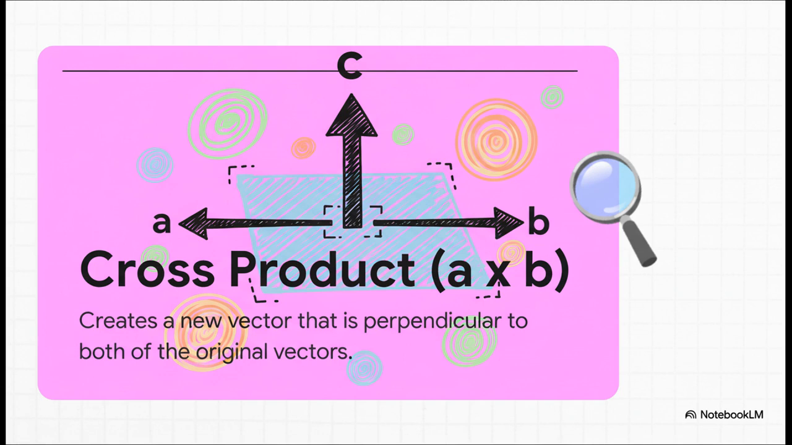The cross product is a whole other beast. You should think of it like a vector factory. You feed in 2 vectors that are just sitting there on a flat plane, and it spits out a completely new vector that points straight out of that plane, perfectly perpendicular to both of the ones you started with.